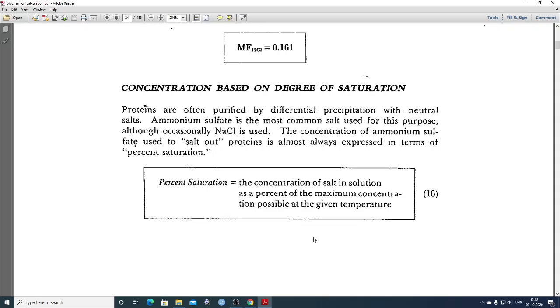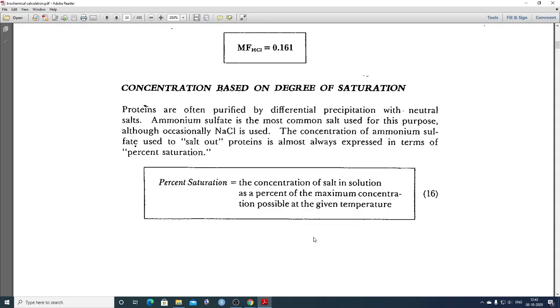So, concentration based on degree of saturation. Proteins are often purified by differential precipitation with a neutral salt. Ammonium sulfate is the most common salt used for this purpose, although occasionally NaCl is also used. For precipitation of the protein, ammonium sulfate is being used. The concentration of ammonium sulfate used to salt out protein is always expressed in terms of percent saturation. So how much concentration of ammonium sulfate you will use is expressed in percent saturation.